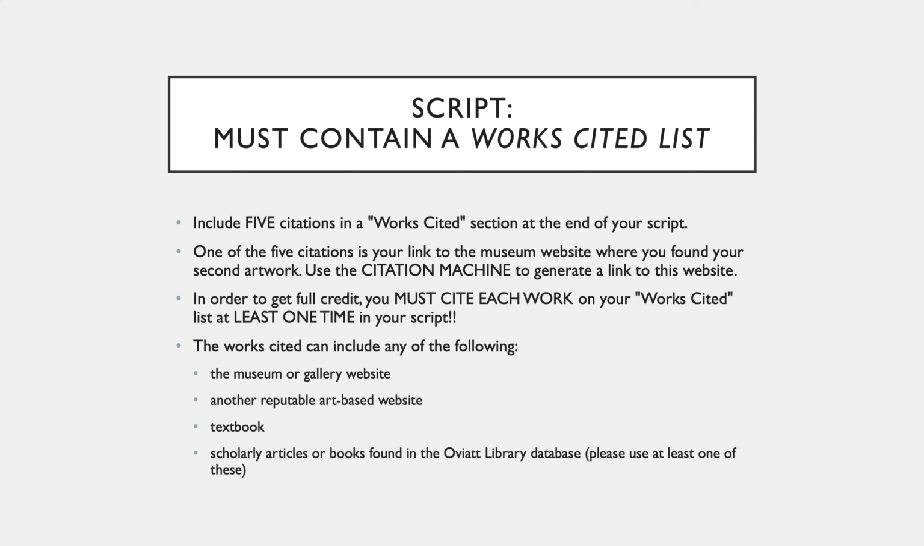The works cited can include any of the following: the museum or gallery website, another reputable art-based website, your textbook, and scholarly articles or ebooks found on the Oviatt Library database. And you must use at least one of those to get full credit. Once complete, please use your script as the narration for your visual presentation.